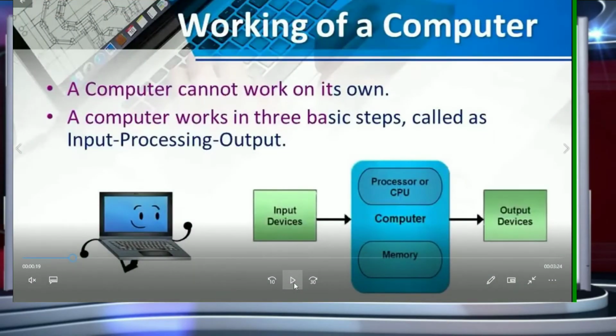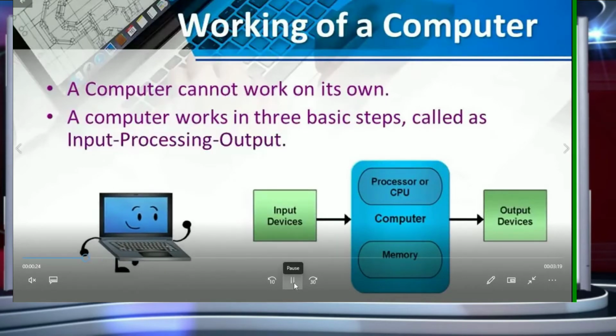So, SHEM stars, let's understand how a computer exactly works. Children, a computer cannot work on its own. We need to enter letters, numbers, pictures, and instructions into the computer to make it work. These are called data. A computer works in three basic steps, that is input, processing, and output.